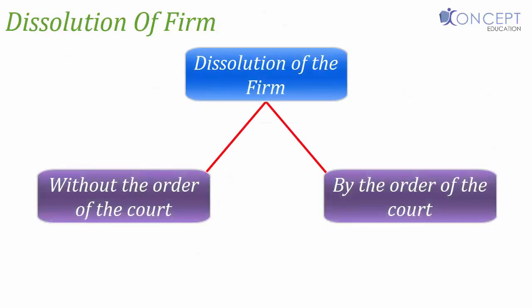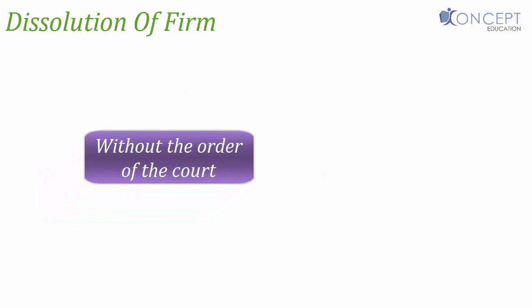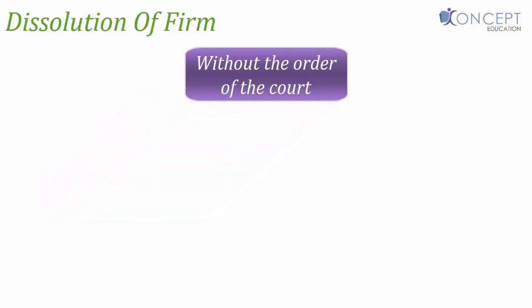Well, the dissolution of the firm can happen in two ways. One is without the order of the court, and second is by the order of the court. Yes, the courts are even involved in dissolution of a firm sometimes. Well, the following points come without the order of the court. So in the following points we'll study how a firm is dissolved without the order of the court.